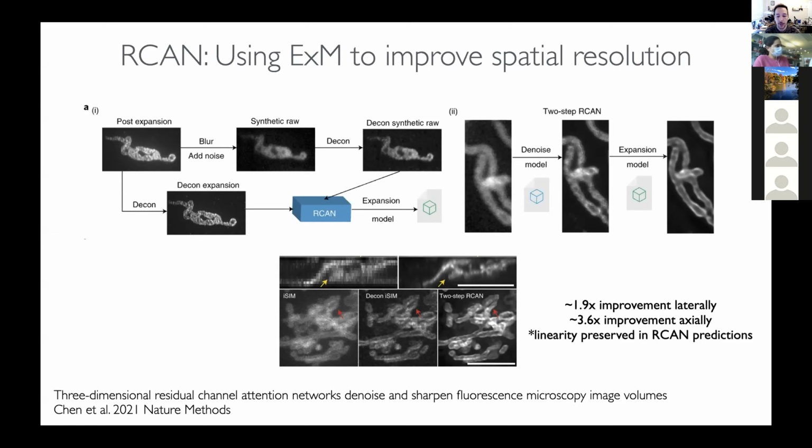And the results they can get doing this, it's noted there, almost 2 times improvement laterally and 3.6 times axially. And you can see, just looking at the orthogonal view in the bottom image, which image you would like to be working with if you had to make those measurements and do that analysis. And importantly, in this paper, they also talked about the linearity being preserved. So you could make measurements of the intensity, and those would actually be useful measurements in terms of how much protein was there in the data.